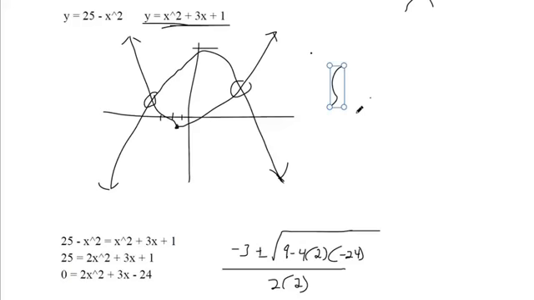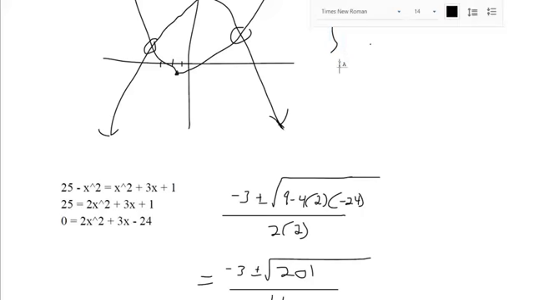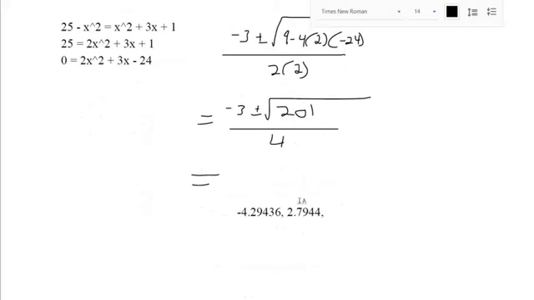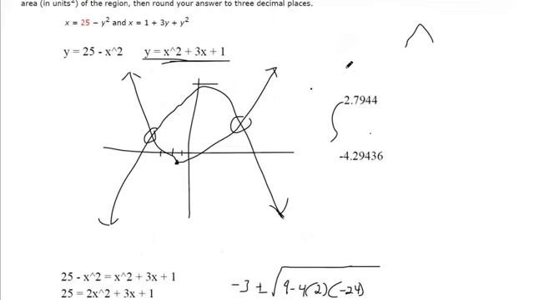So you want to integrate from negative 4.29 up to 2.7944. And then what we're integrating is the top function, which we said is 25 minus x squared, subtracted by the bottom function.